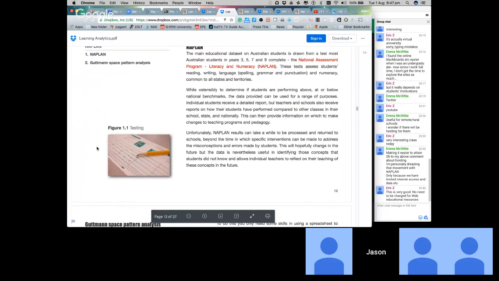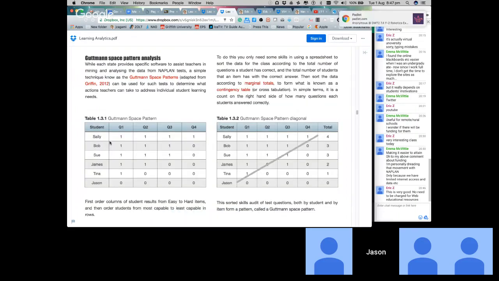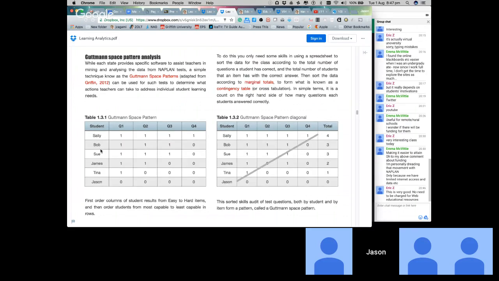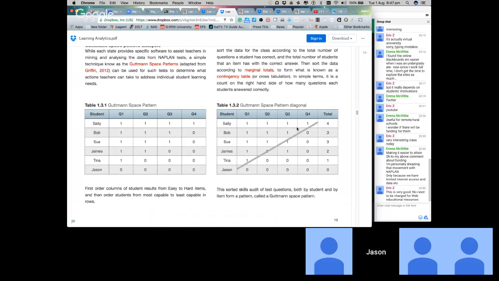And I've just given you a process in there whereby you can analyze NAPLAN results very quickly using a particular pattern process, which quickly shows you which students are doing well. In this case, Sally's doing well across the board. Bob is doing well in everything except for question 4. And that then identifies that most students are doing poorly in question 4. And that would be the thing then that the teacher should focus on, followed by questions 3 and 2. And poor old Jason's doing badly in everything.